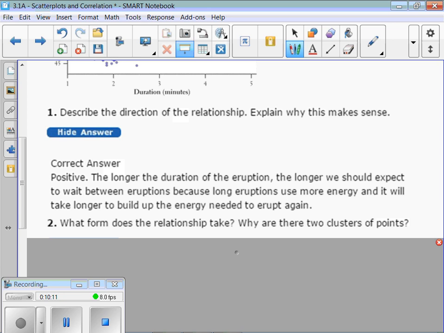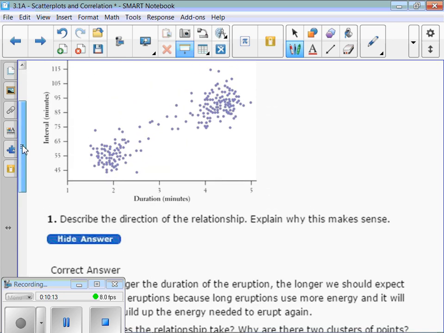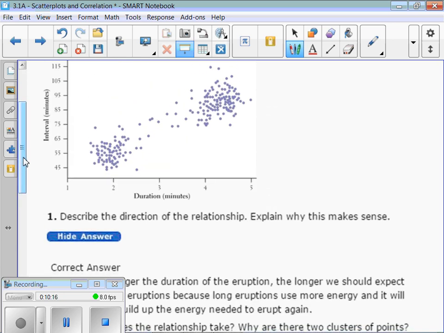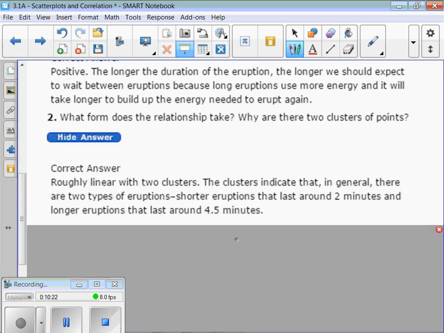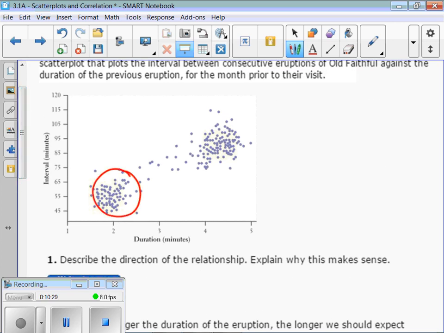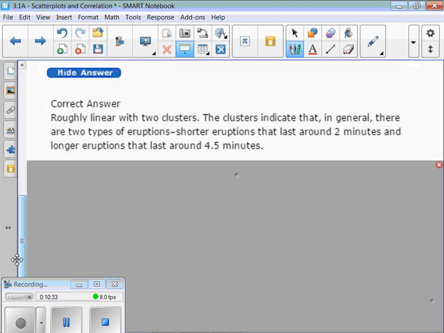And the form. Mac, what would you say about the form? Roughly linear with 2 clusters. We haven't really talked about clusters, but if you look at this picture, we kind of have a cluster of points and another cluster of points. The clusters indicate that in general there are 2 types of eruptions: a shorter one that lasts around 2 minutes and a longer one that lasts around 4.5 minutes.